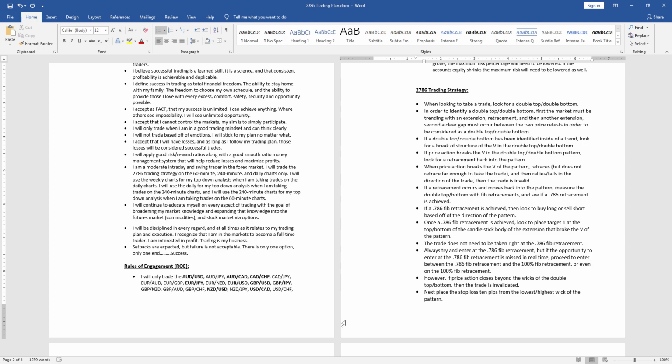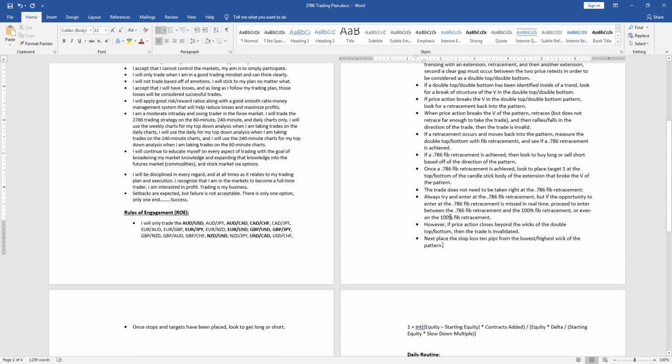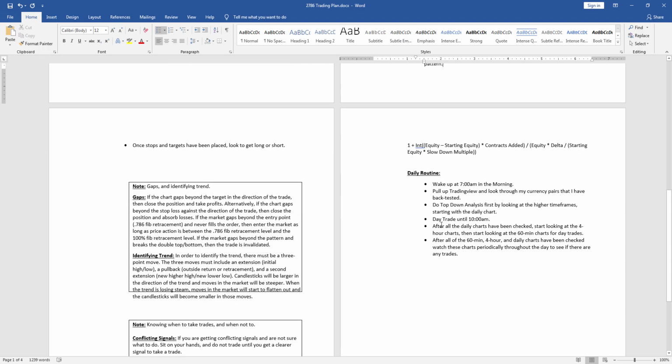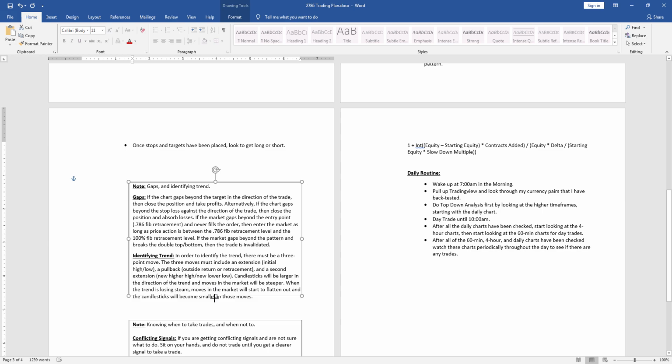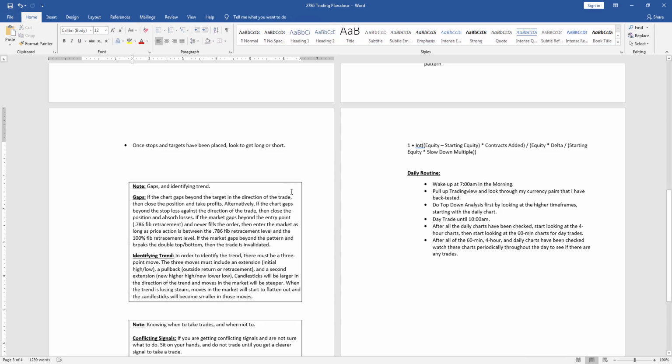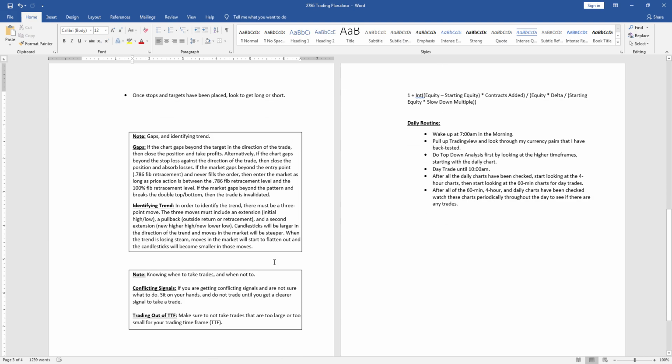But at minimum, I would enter at a 78.6 Fibonacci retracement level. Again, when we get into the charts, I'll show you that. So that's basically this. As you can see, I have modified this a little bit here because that needed to be fixed. So basically, this is the general idea. You see, I've also added notes on gaps and identifying trends.